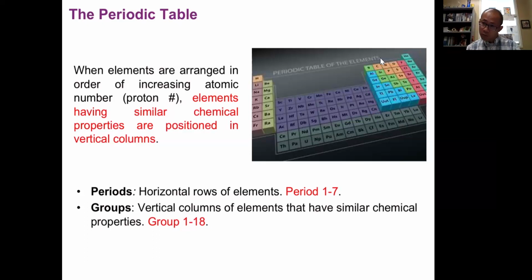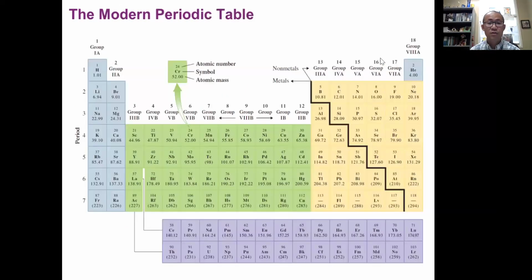The vertical columns in which elements with similar properties are arranged are called groups. In our modern periodic table, we have 18 groups, 1 through 18. So here is the periodic table. You can see we have 7 periods and we have 18 groups. Okay, 18 groups.